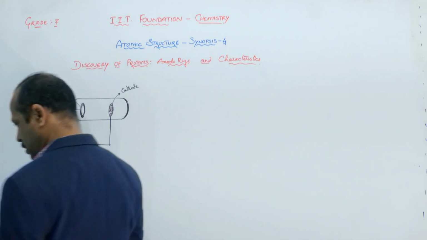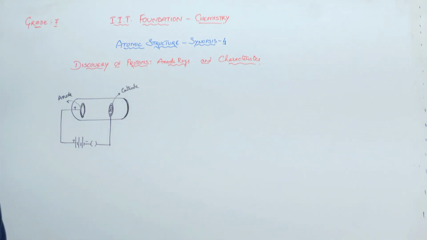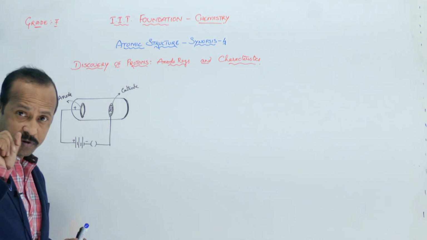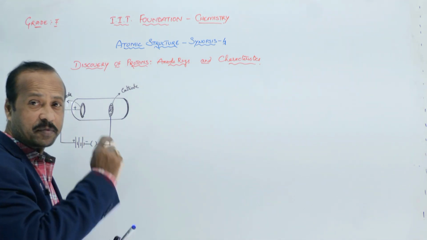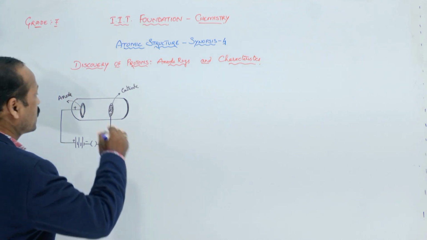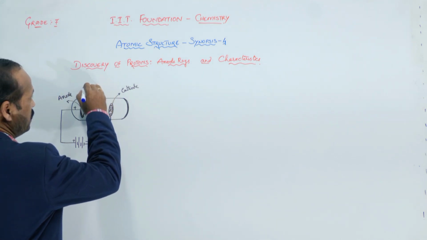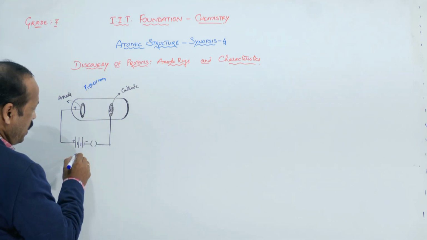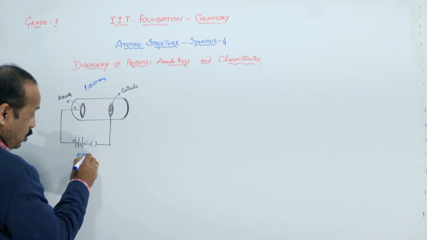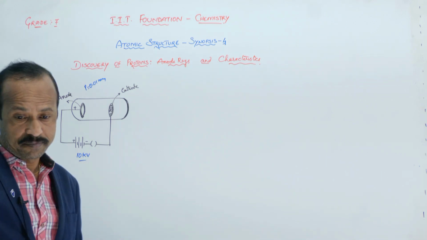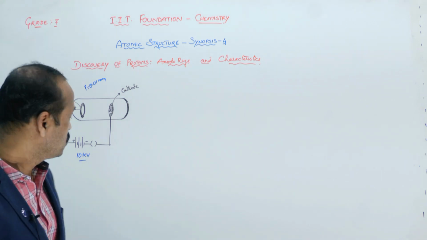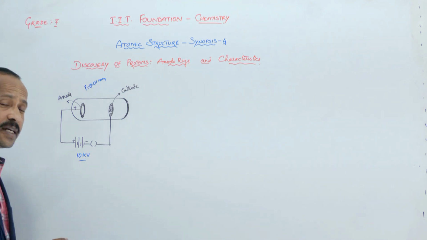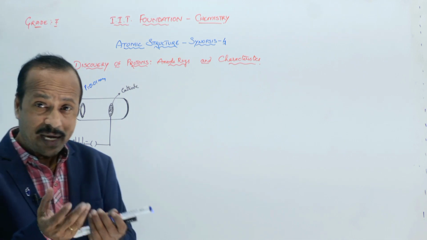Now the conditions are the same. What are the conditions I said? The pressure is maintained at 0.01 mm, the same as in the cathode ray experiment. And the voltage is 10 kilovolts. Kilo means 1000, so a potential difference of 10,000 volts is maintained. Under these conditions, what happened? The cathode rays are produced.